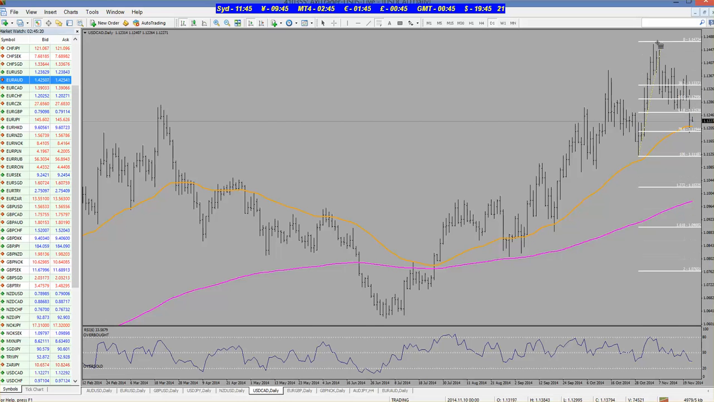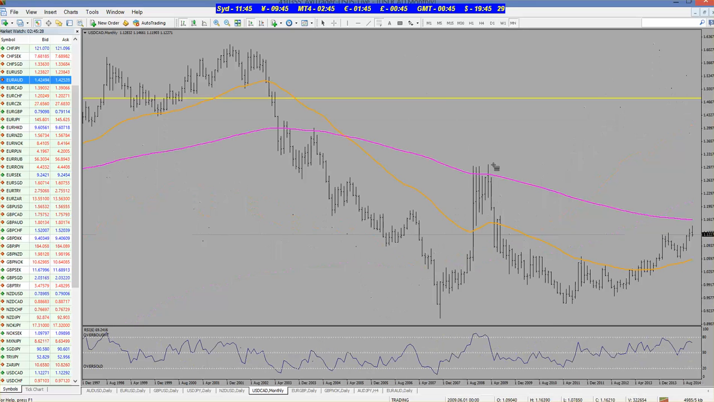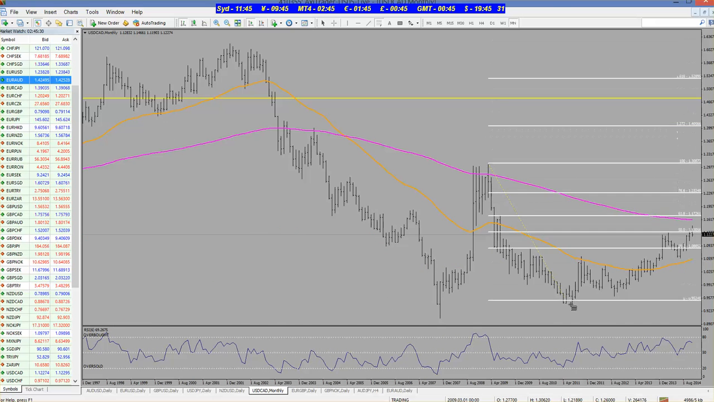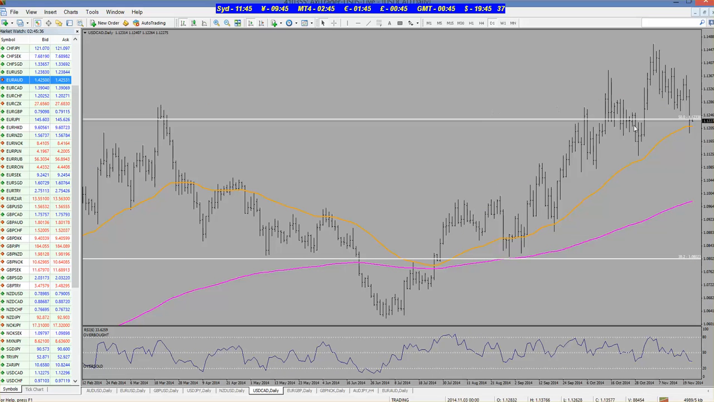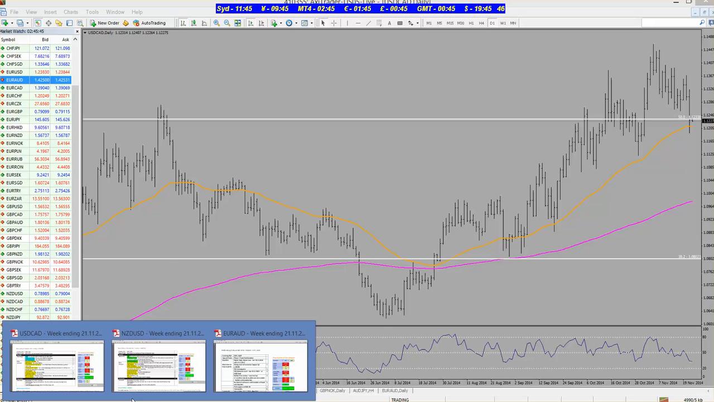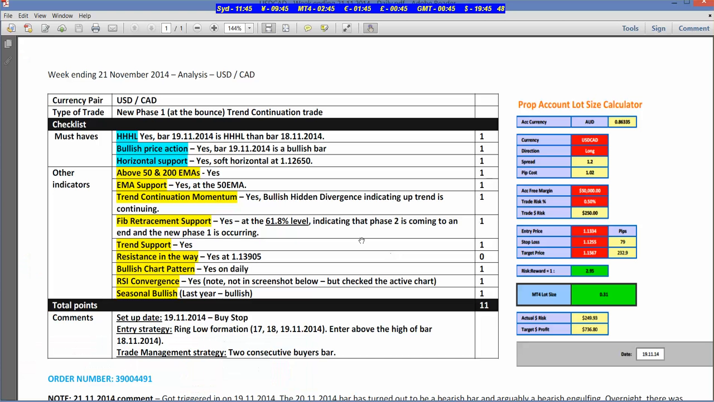And 786, but there's also, if you look at that, we're back to that 50. Price is under it now, so we're waiting to get bullish price action. Week ending the 21st.